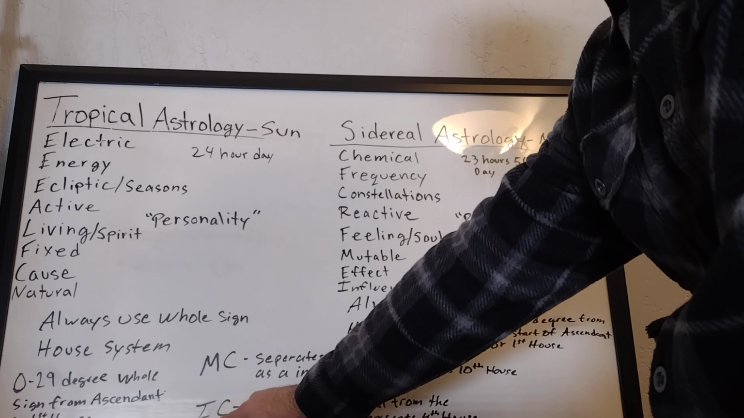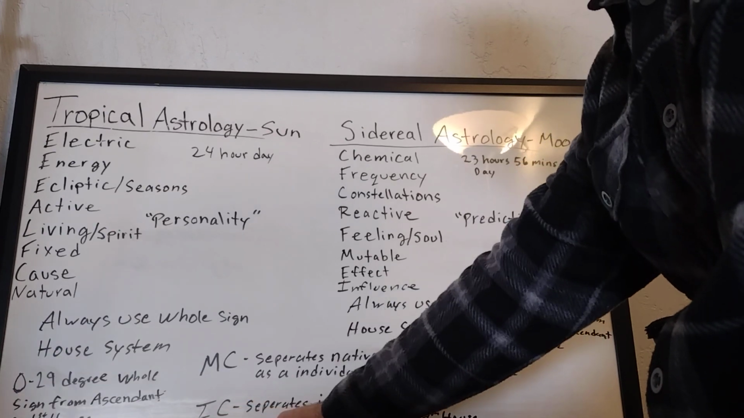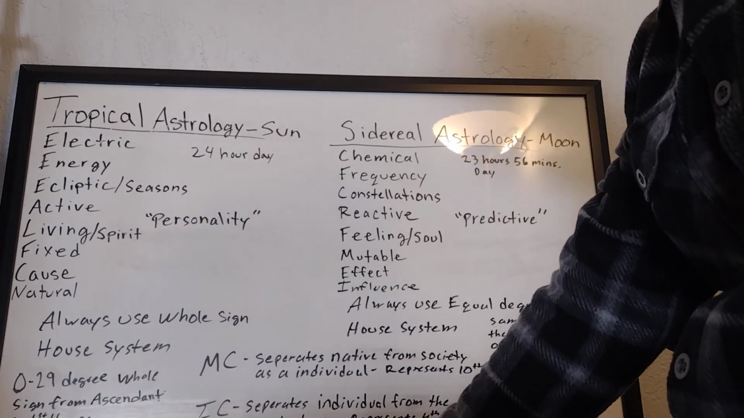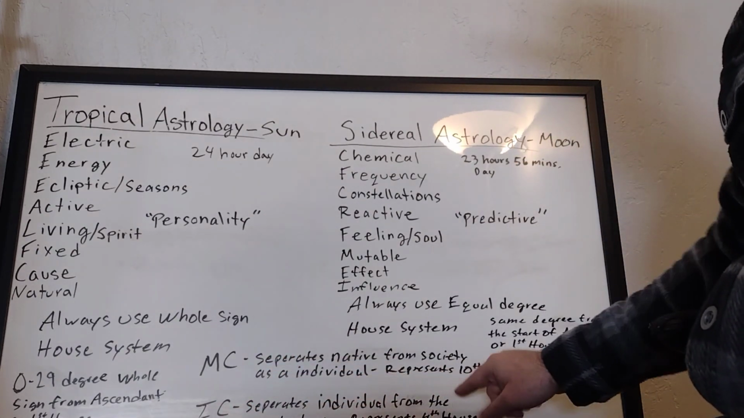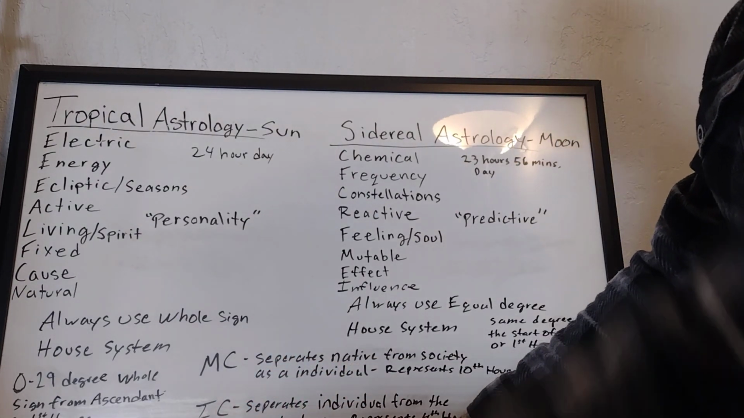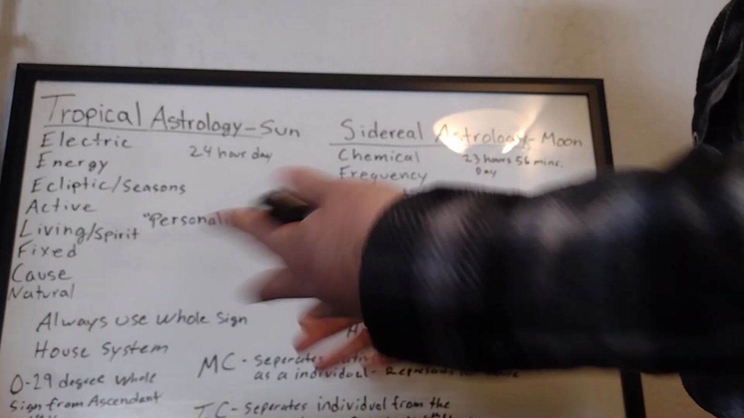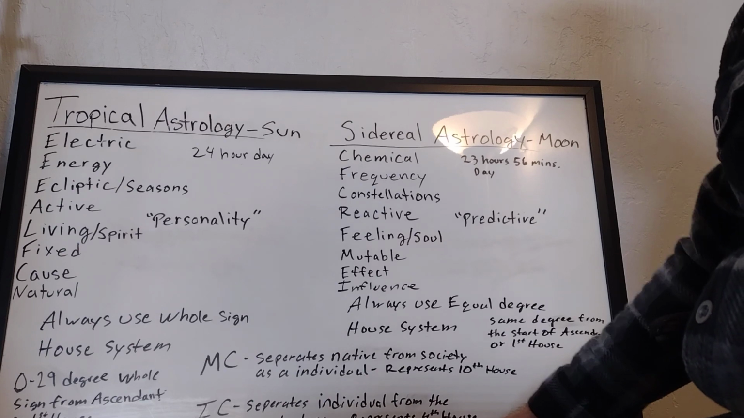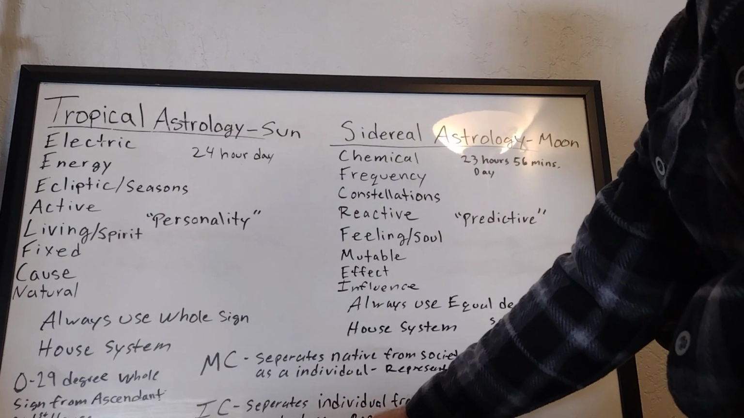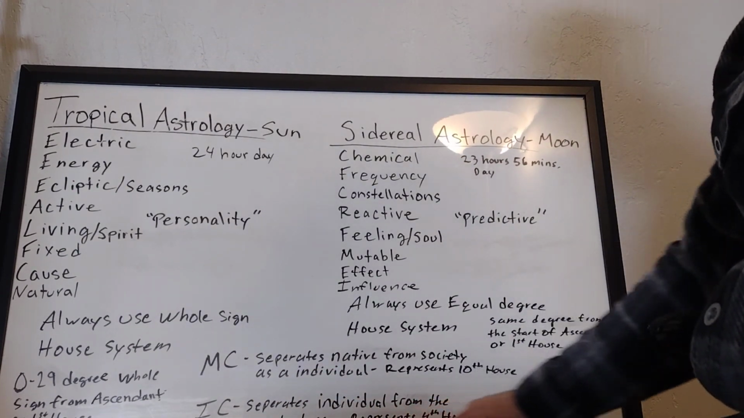Whereas the IC, or the Imum Coeli, separates the individual from the family tree. So it's not just your home and family environment that you're sitting in. This is actually your specific family role, what separates you from the family tree as an individual. But it is representative of the 4th house.